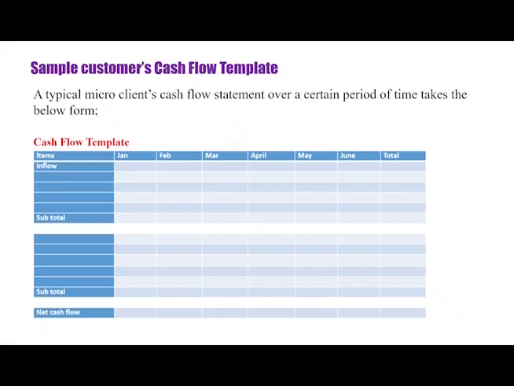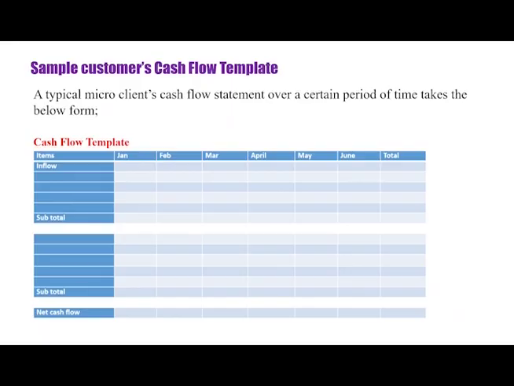A typical micro client's cash flow statement over a certain period takes the below form. This is a simple 6-month customer cash flow statement with a total column at the end. It highlights the inflow, outflow and net column. The column for the inflow section will be populated with all values that increase liquidity for the business. The column for the outflow section will be populated with all values that decrease liquidity for the business.